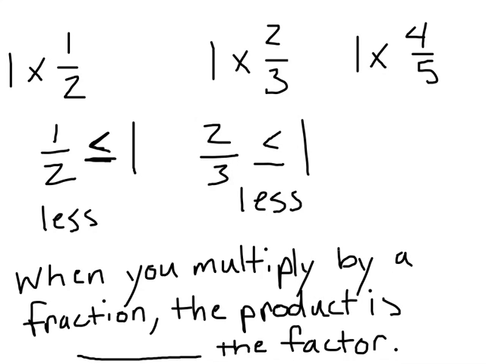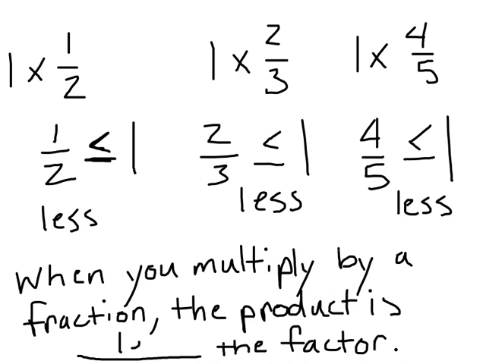What's 1 times 4/5? It's 4/5. Is that bigger than 1, smaller than 1, or equal to 1? It's less than 1 because it doesn't have all its pieces. 5/5 would be equal to 1. So anytime you multiply by a proper fraction, the product is less than the original factor. Every time you multiply by a fraction, your answer gets smaller.